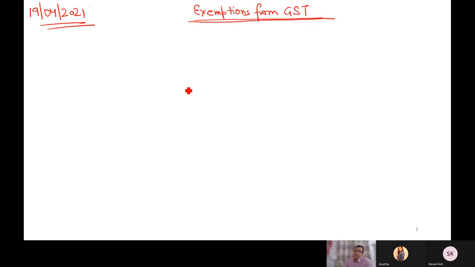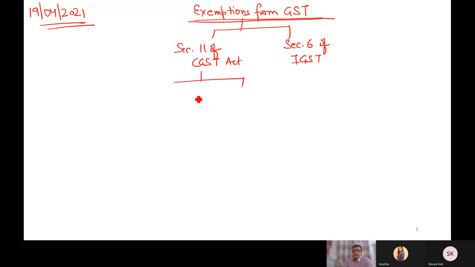Exemptions from GST. Now this exemption is given in both the acts, in section 11 of the CGST Act and in section 6 of the IGST Act. Then we have subsections, section 11.1 and 11.2. Here also, because almost the things are same, the only difference is one act talks about intrastate supplies and another act talks about interstate supply. Otherwise, conceptually, more or less, these are same.